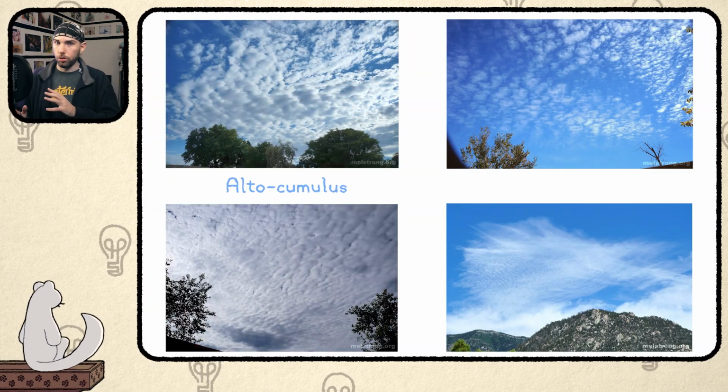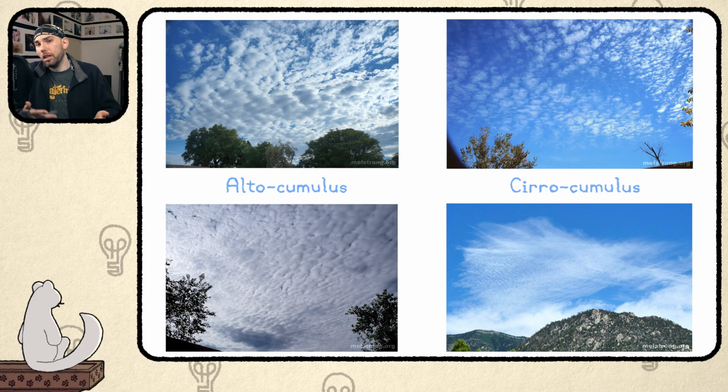Alto-cumulus and Cirro-cumulus look very similar. They are basically the same, just at different heights. But the Cirro-cumulus clouds are smaller, which causes them to not have shadows. So if you ever look up and wonder which one of the two it is, look out for the shadows. Alto-cumulus have shading and Cirro-cumulus do not.